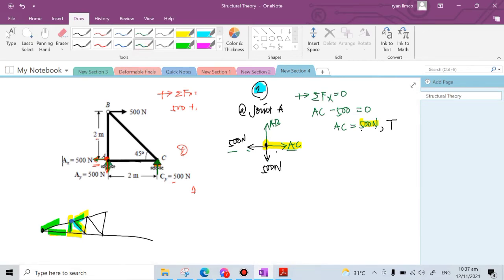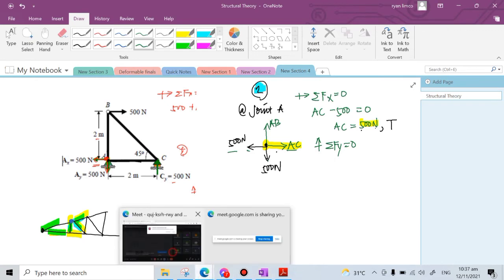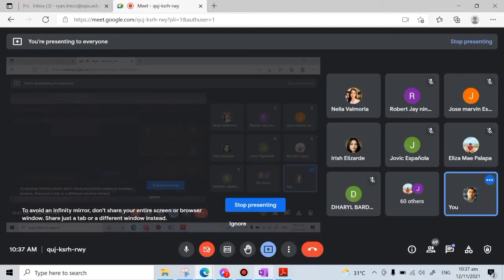Sabi nga, palagi, tandaan, mag-assume pero huwag mag-expect, di ba? Huwag mong i-expect na yung assumption mo, yun yung magiging sagot talaga. Makukumpirma pa rin yan sa solution. Okay.